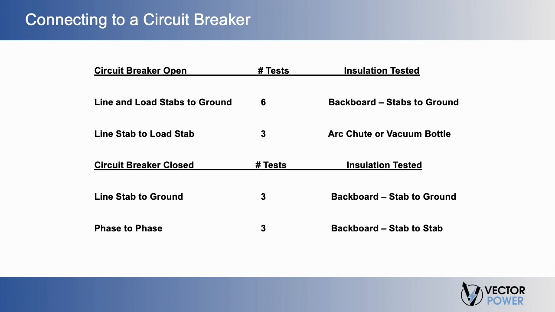Now let's look at connecting to a circuit breaker. There are various insulation tests performed on a circuit breaker. Some of these tests are performed with the breaker in the open position, and some are performed with the breaker in the closed position. The table shown here will give an example of the various tests and what elements of the breaker's insulation will be tested.